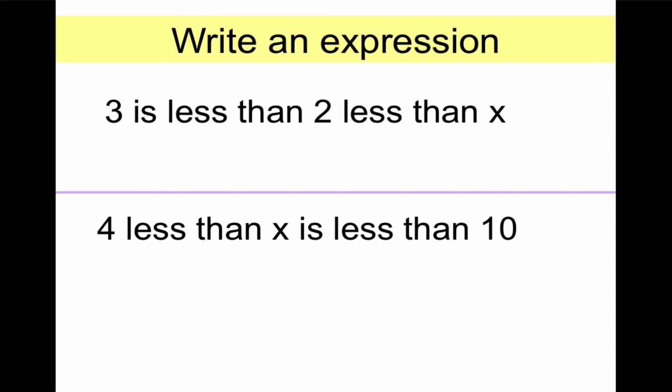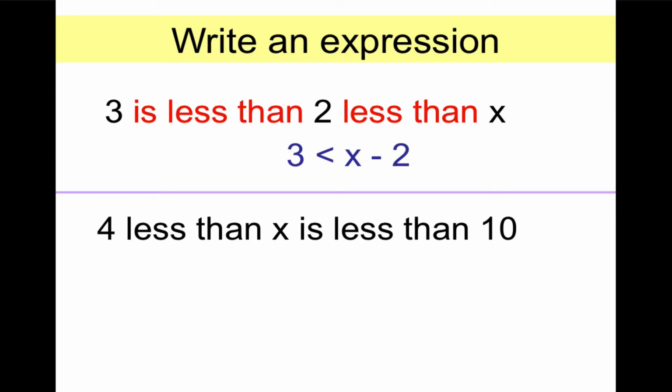So here's two expressions that I'd like you to write. Again, you can write the expression on the left-hand side in English and try to translate into Mathish. And we'll use highlighters. So the first one, 3 is less than 2 less than x. So we have both the "is less than" and the "less than" in this. So 3 is less than. That's where we're going to use the less than symbol. 2 less than x, that's x minus 2. So 3 is less than x minus 2.